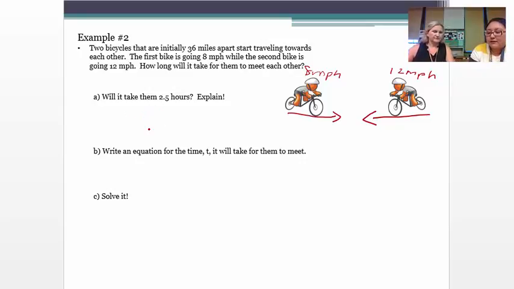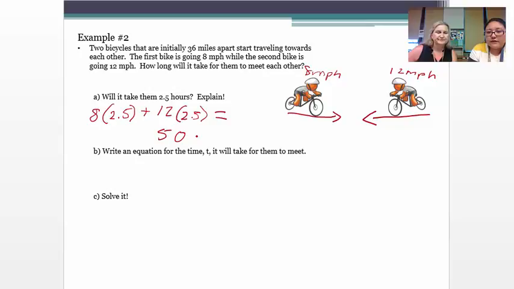So first we'll guess, will it take them 2.5 hours? So let's see, we have 8, and then we have 2.5 plus 12 times 2.5. Now what would that be here if we put that? So we have 50, and we wanted our total distance to be 36. So that means no, that does not work.